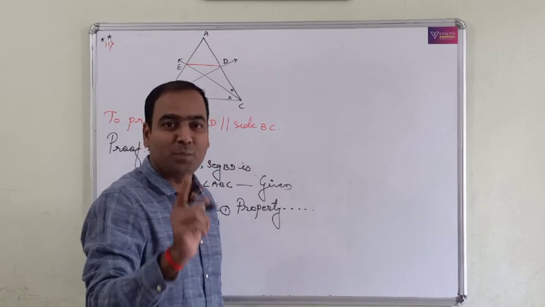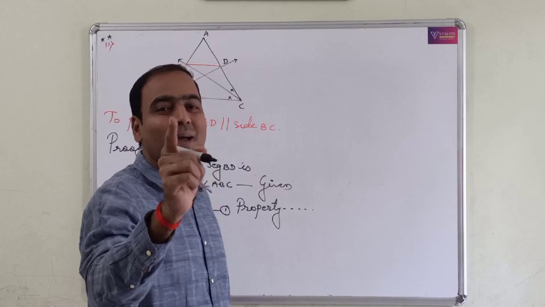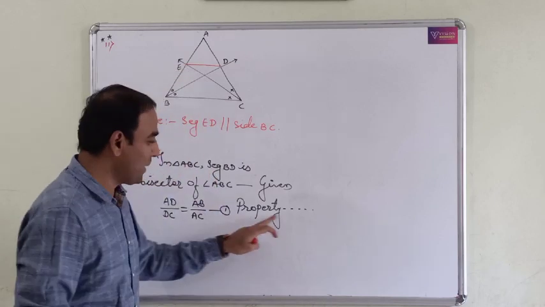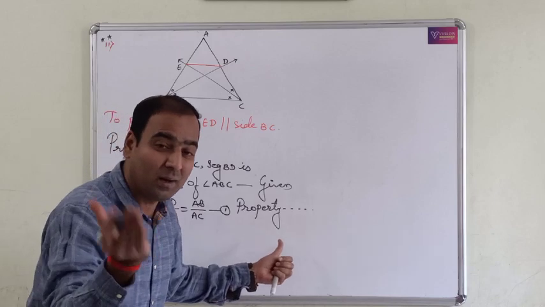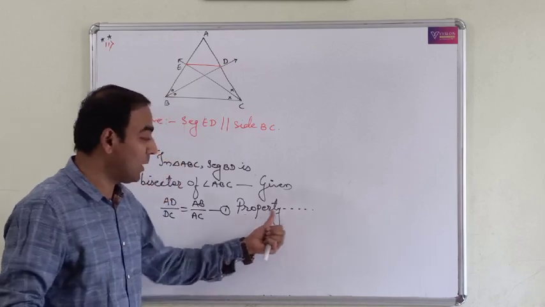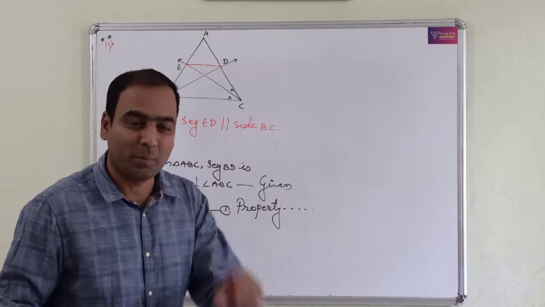Can you see it? If you see the invisible, you can do the impossible. So, property of angle bisector of a triangle. What have I written? Read it loudly. Property of angle bisector of a triangle.